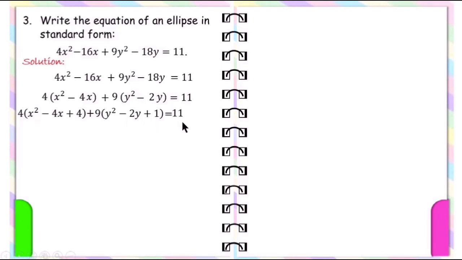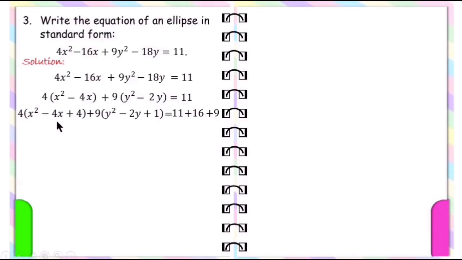And do not forget to add 16 and 9. You might wonder why 16 and 9 and not 4 and 1. Take note, we factored out 4, so we must not forget to multiply it to this value. So 4 times 4 is 16. Here naman, we factored out 9. Multiply it by 1, so it became 9 here, okay?